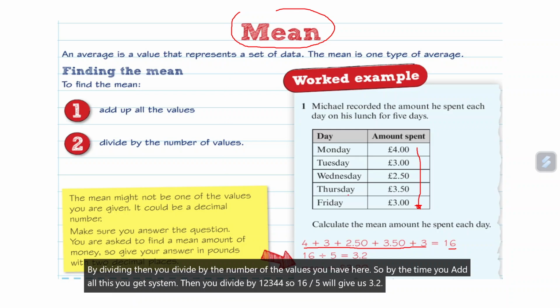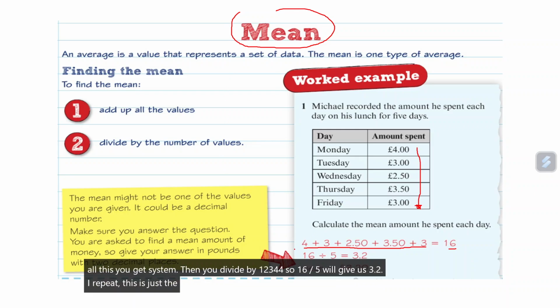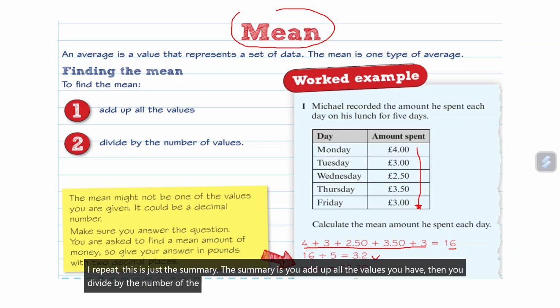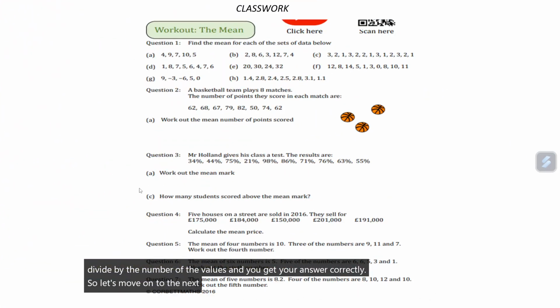I repeat, this is just the summary. The summary is you add up all the values you have, then you divide by the number of the values, and you get your answer correctly. So let's move on to the next slide.